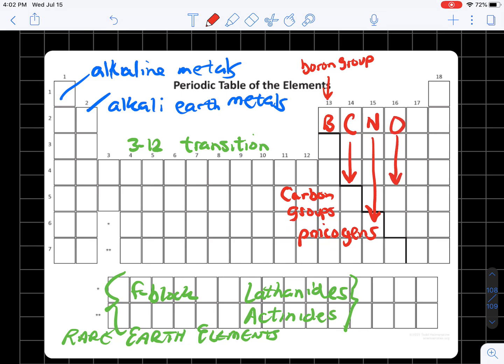And then oxygen has a special name called chalcogens. And 17, the fluorine column, that has a special name called halogens. And then the last group is your Mr. Noble gases.